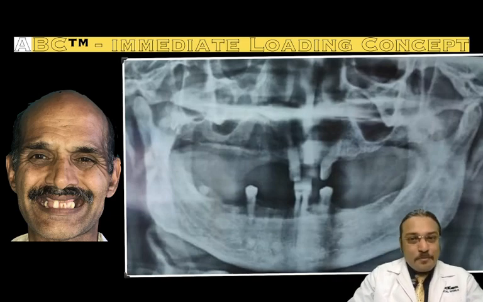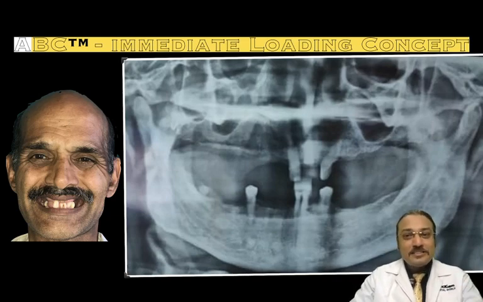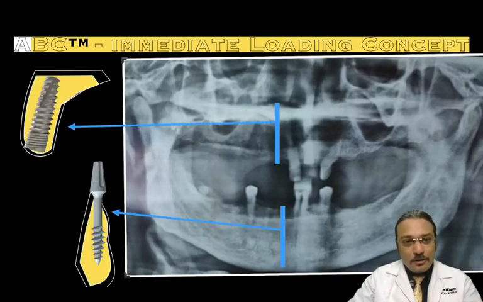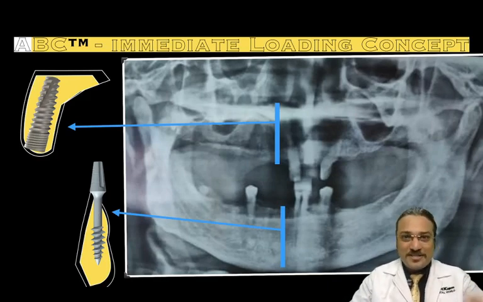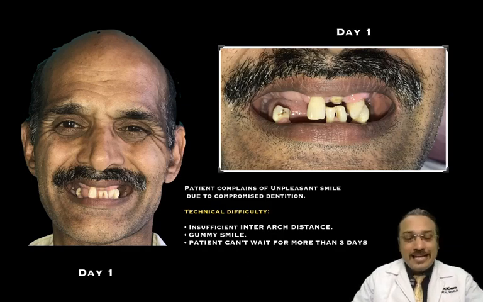So I'm going to present these two designs in this case, where the upper jaw has received a regular diameter implant and the lower jaw has received single piece narrow diameter implants. So this case was presented with a challenge of a gummy smile.